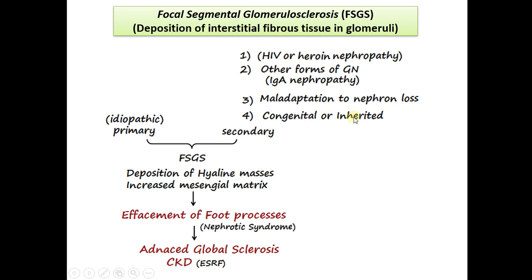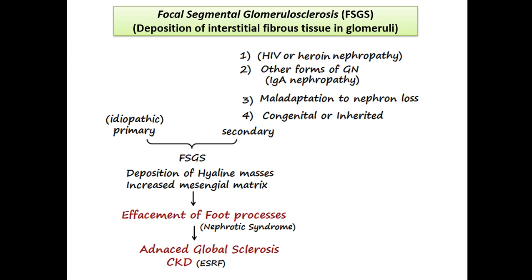FSGS may also be associated with certain congenital or inherited conditions. But whatsoever is primary or secondary in FSGS, there is deposition of hyaline masses and increased mesangial matrix. The mesangial cells secrete excess mesangial matrix.